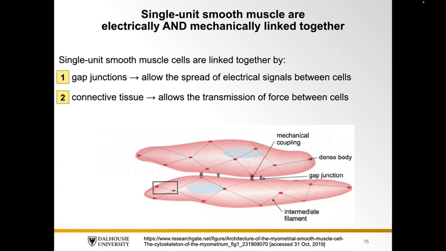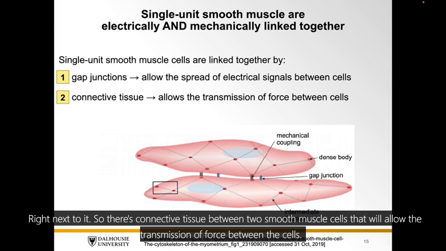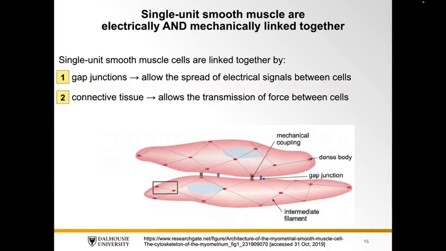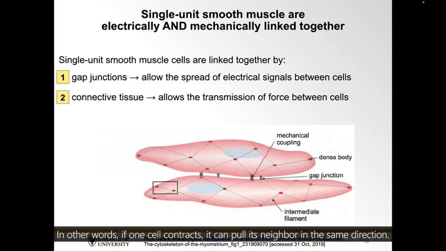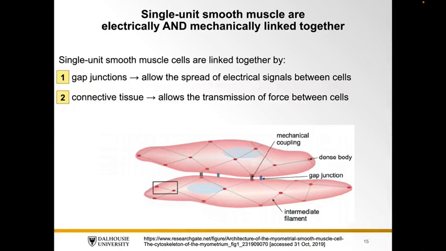But what I want to highlight is the mechanical coupling right next to it. So there's connective tissue between two smooth muscle cells that will allow the transmission of force between the cells. In other words, if one cell contracts, it can pull its neighbor in the same direction. And that's another characteristic that helps smooth muscle cells act as a single unit.